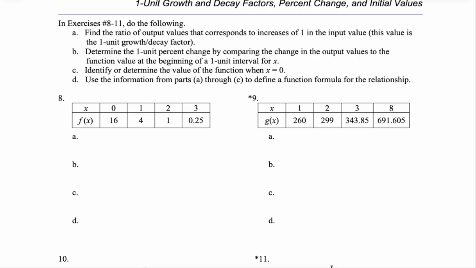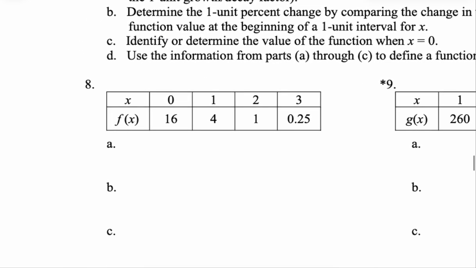Okay. So it says for these problems in A, we're going to find the ratio of output values that correspond to an increase of 1 in the input. So we're looking for that growth or decay factor. Okay. So let's do that for 8A. We're going to take our f of 1 divided by f of 0. So it would be 4 divided by 16, or 1/4. That's also equivalent to 0.25.